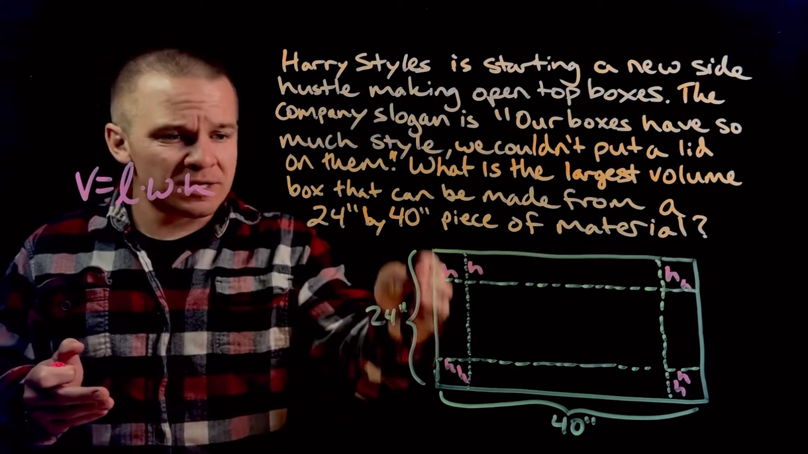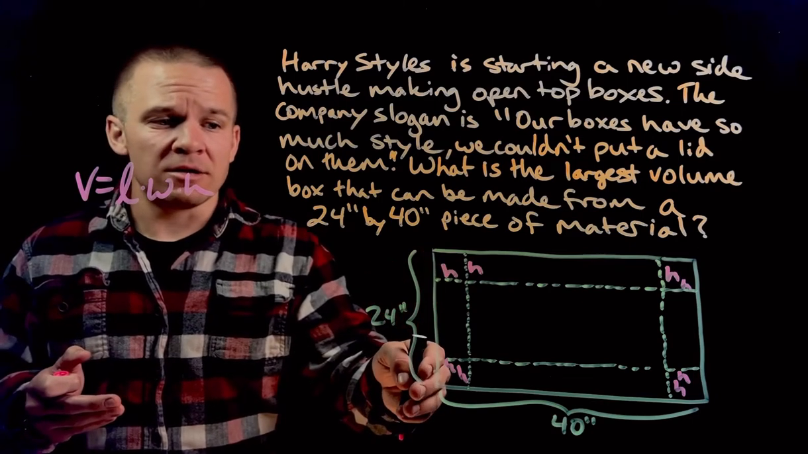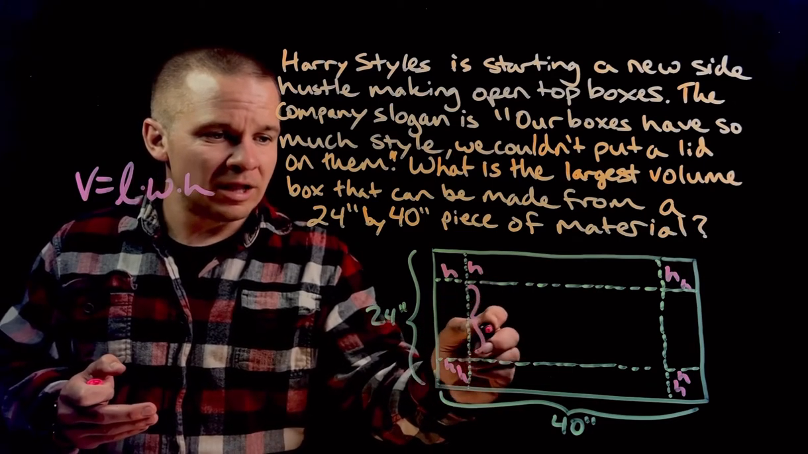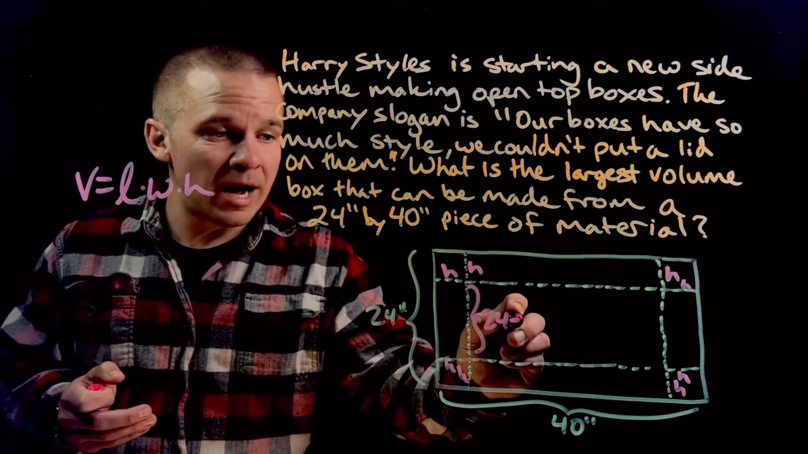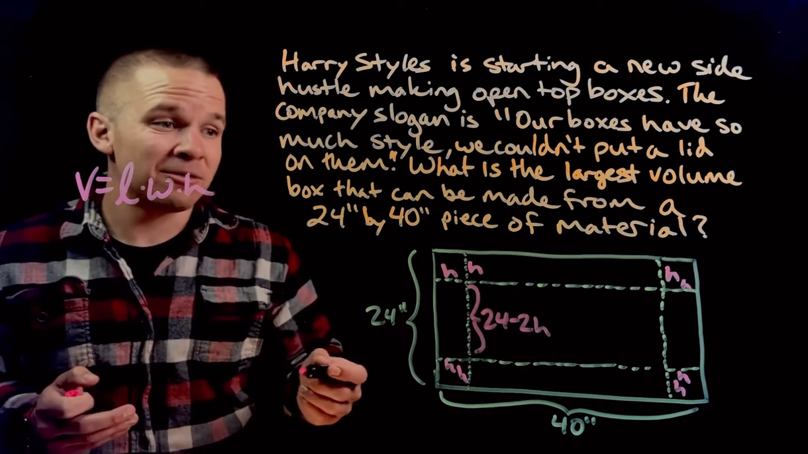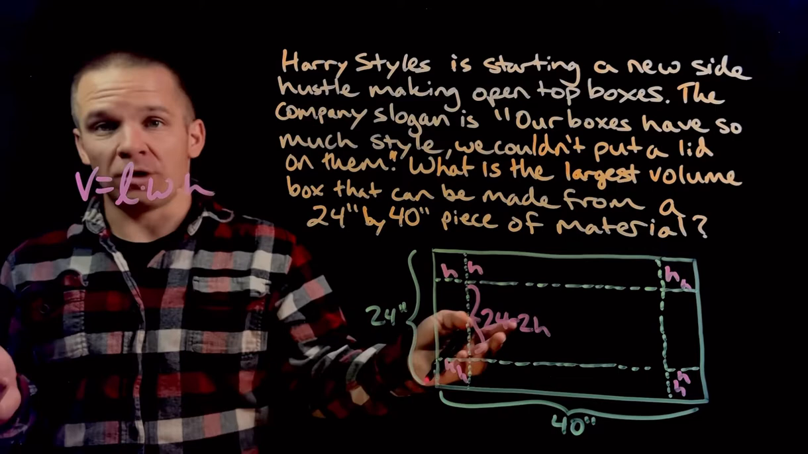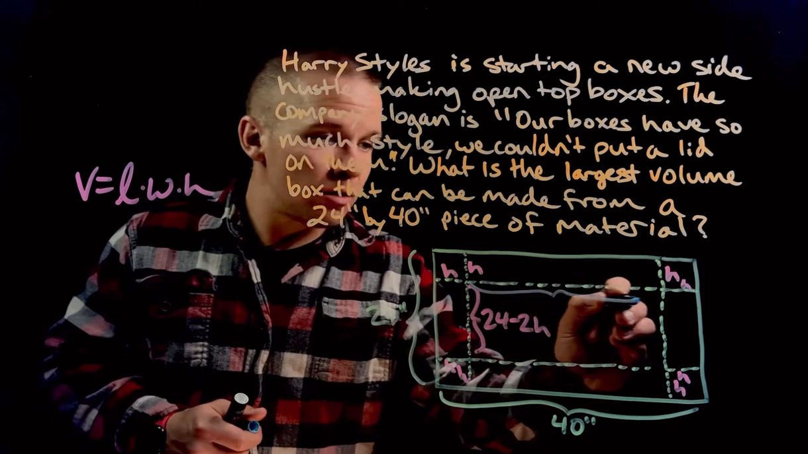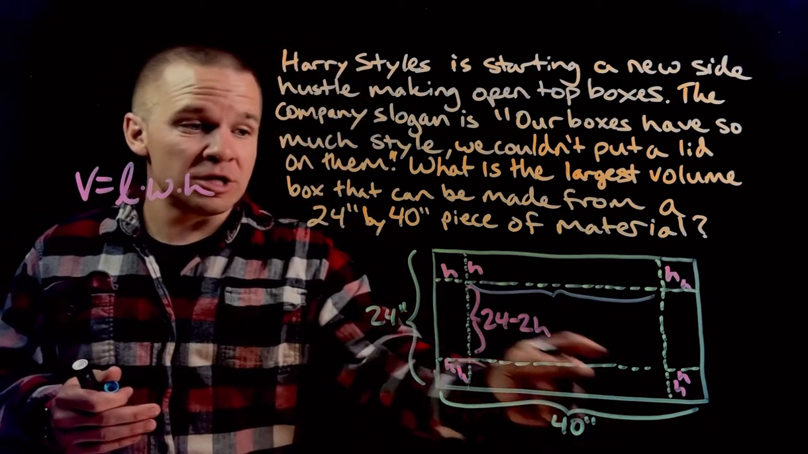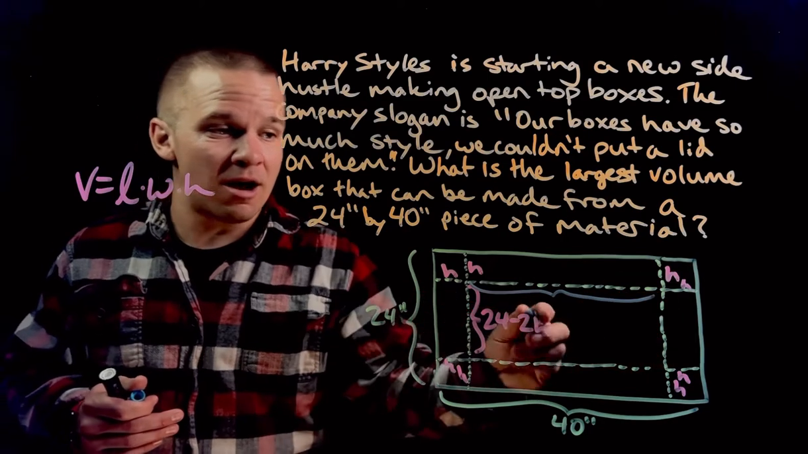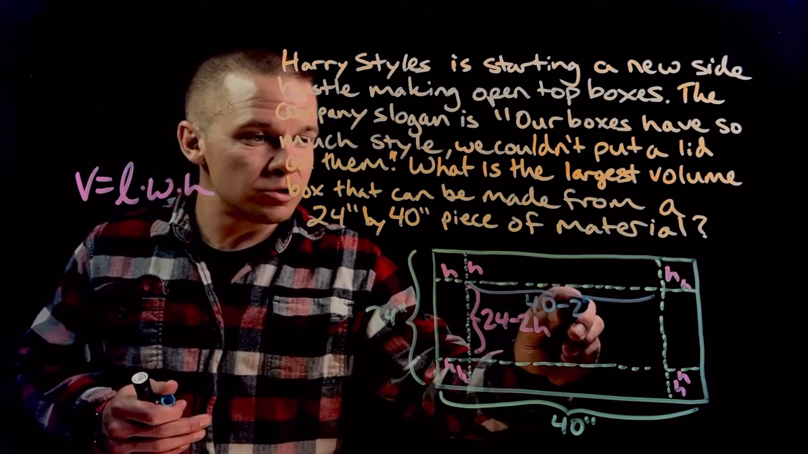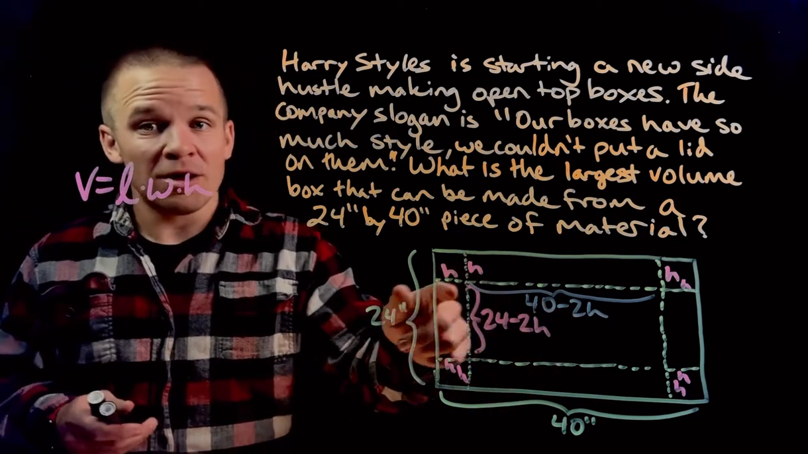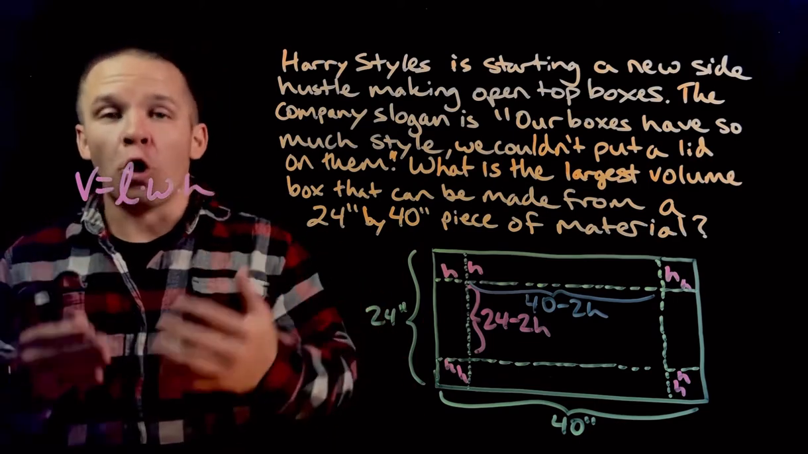Okay. Well, this, let's call it the length right here, is 24 inches, but then I would be taking off that height and that height. So this new length would be 24 minus 2 times my height, right? 24 minus 2h. And in the same regard, I can do that for my width, which would be my other dimension of 40 inches, but I'm taking off that height there and that height right there. So we'd have 40 minus 2h. Now I have a length, a width, and a height for my volume as a function of only my height.